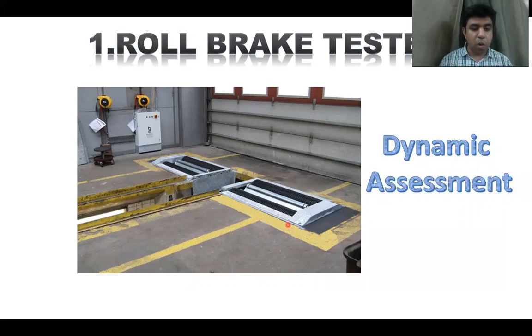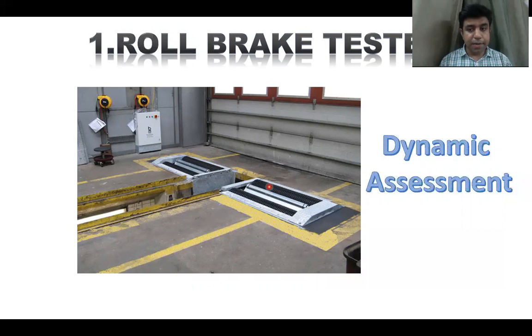Let us understand how. First of all, the vehicle will be brought onto these two particular rollers. Then what will happen? We will drive the roller with the help of a motor. Now that RPM of the roller would be transmitted to the wheels. Then we will gradually apply the brake.